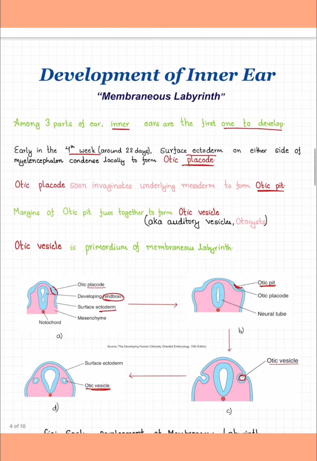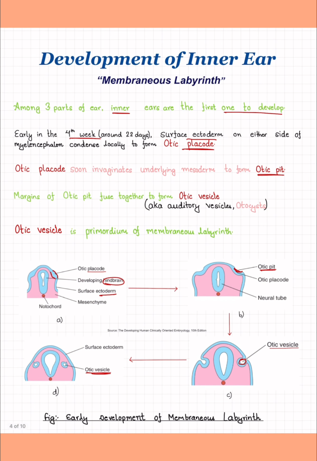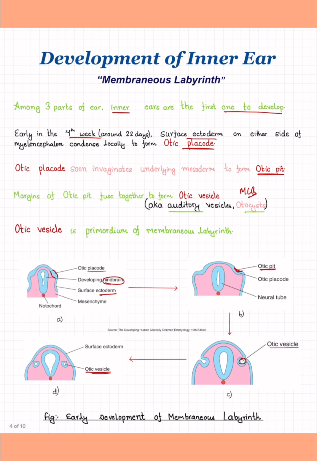Now, the question arises, what are the other names for otic vesicle? And this is a question that is frequently asked in MCQs. Otic vesicle is also known as auditory vesicle. It is very easy to remember, or otocyst. We need to keep one concept in mind, that otic vesicle is the primordium of membranous labyrinth.